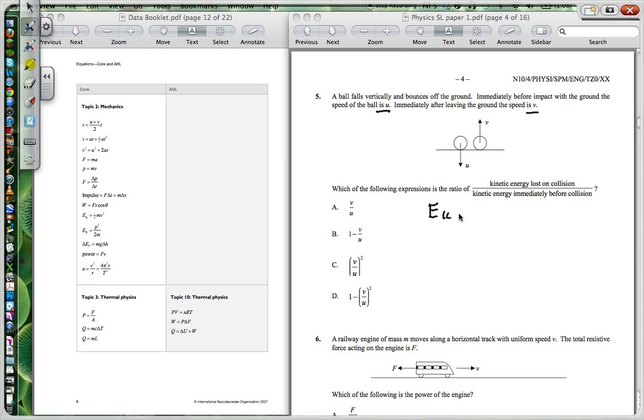So EK lost would equal your EK for the start. Oh, it would actually be a final. Let's use EK final minus EK initial.